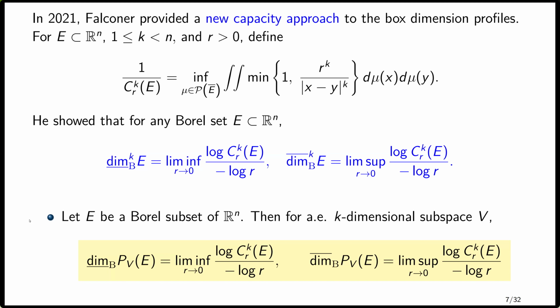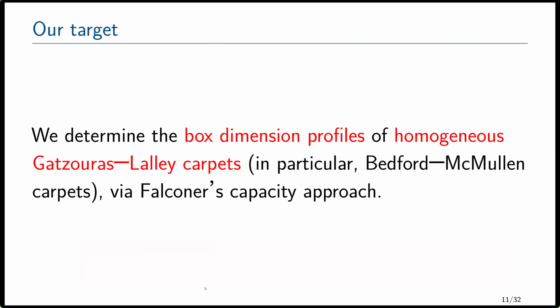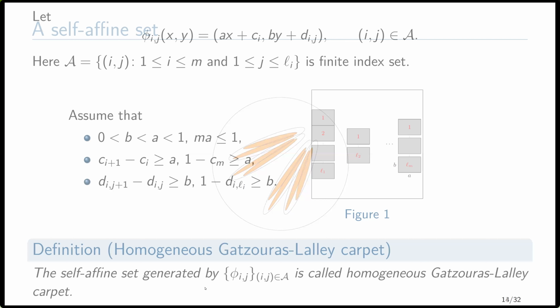And the lower box dimension of a projection set is equal to this value, the k-dimension box dimension profile, for almost every k-dimensional space. So this value is almost a constant almost everywhere. And if we compute this value, then we get the result for the projection set. And then let's go back to the statement.